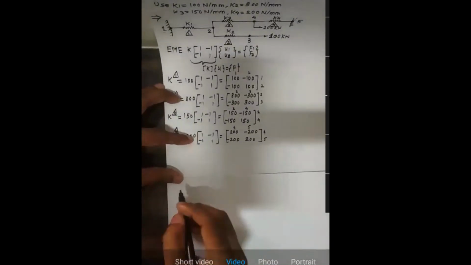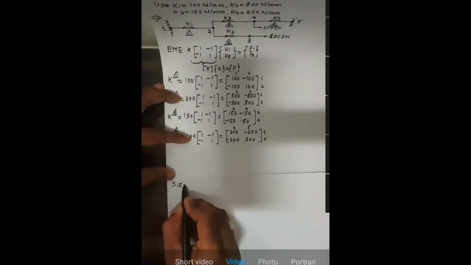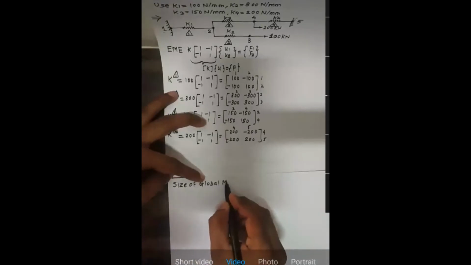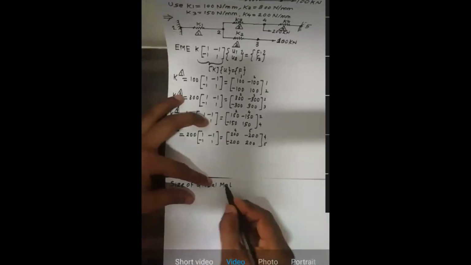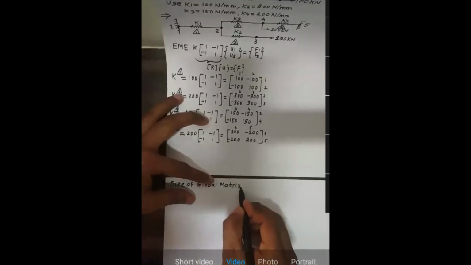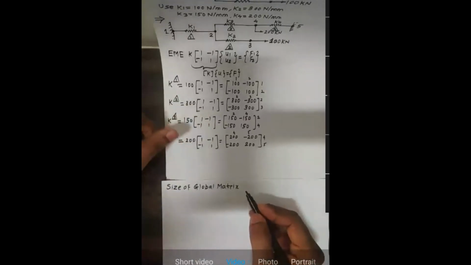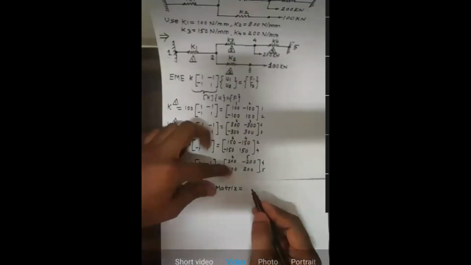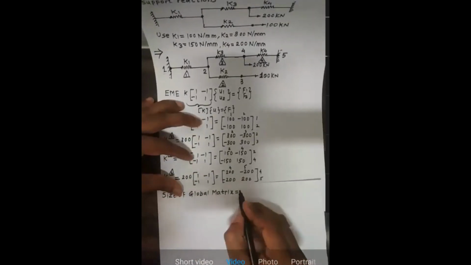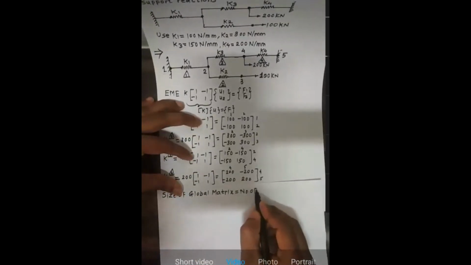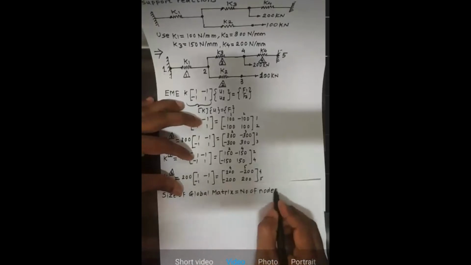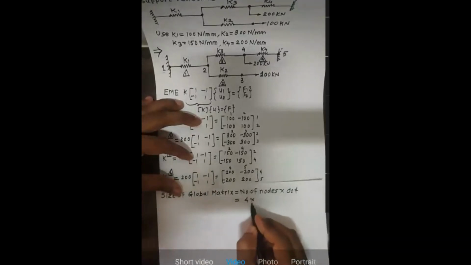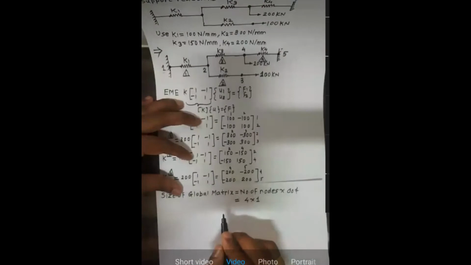Before that, you should write down the size of the global stiffness matrix. What is the size of the global matrix? Tell me, all of you. How will you calculate the size of the global stiffness matrix? Tell me. 4 by 4. Right, it is 4 by 4. How did you get this? Because you have the number of nodes multiplied by the degrees of freedom. Your total is 4 nodes, and each node can move only in one direction.